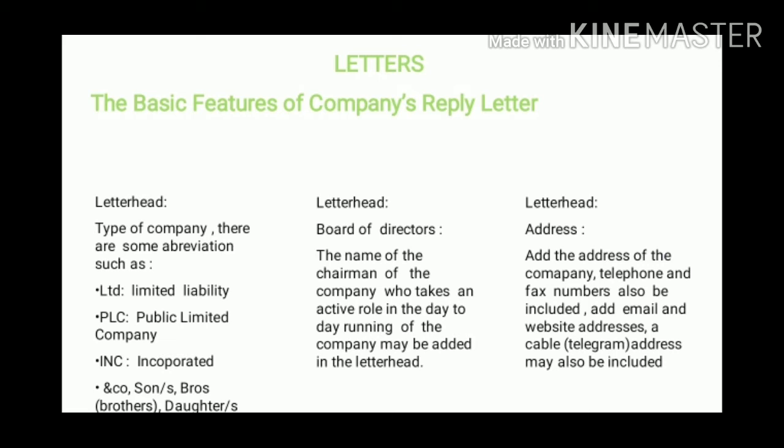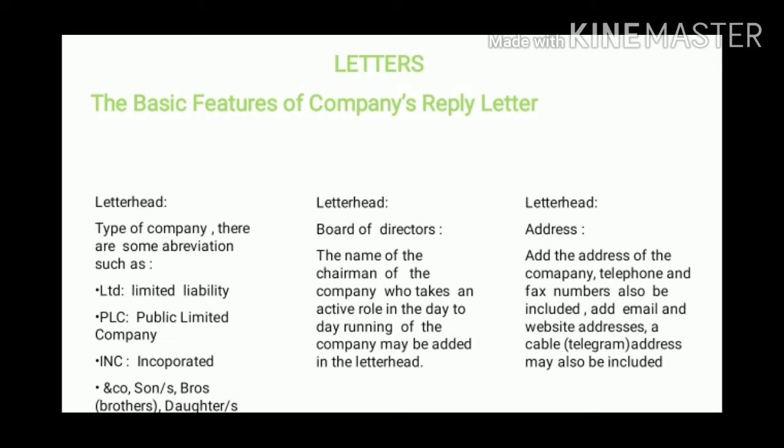For type of company, there are some abbreviations such as Ltd, limited liability. This means that the liability of the individual who owns the company is limited. And then the next is PLC, or public limited company, which is used to show that the company's shares can be bought and sold by the public.